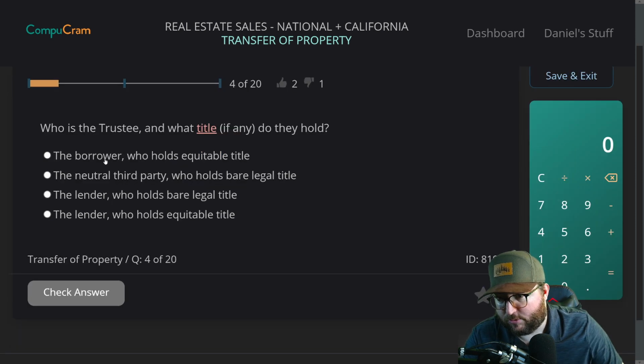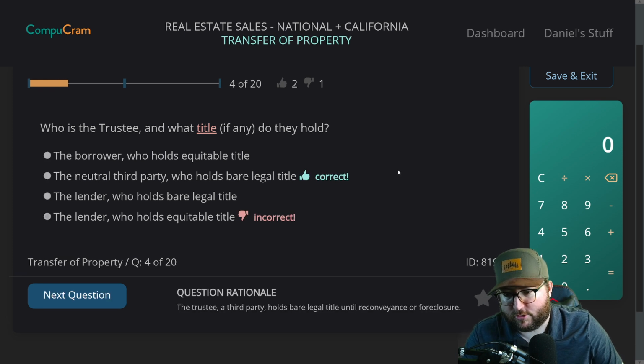The trustee would be the neutral third party who holds bare legal title. Or the lender who holds equitable title? The lender who lent you the money, who holds the equitable title, because if you don't pay, then they get the title. I'm gonna go with it.